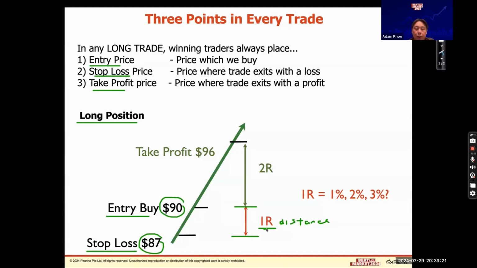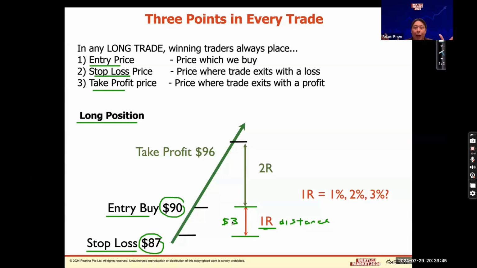So in this case, what's the 1 risk distance? The 1 risk distance is $3, right? So in other words, every share you buy, you're risking $3 per share. Now, then your next question will be, Adam, how many shares do I buy for this trade?